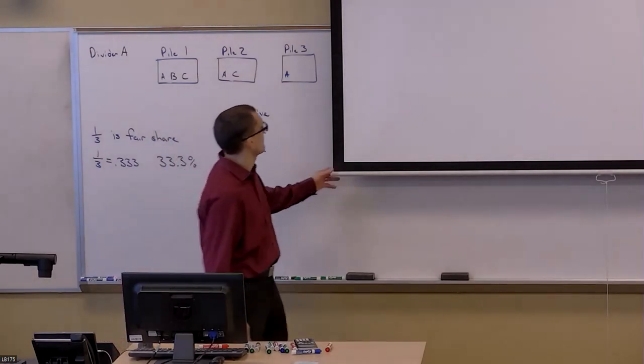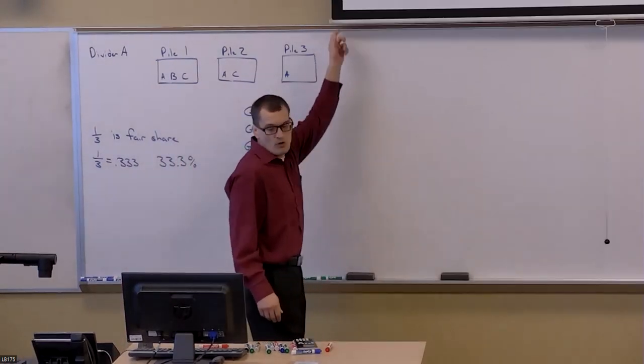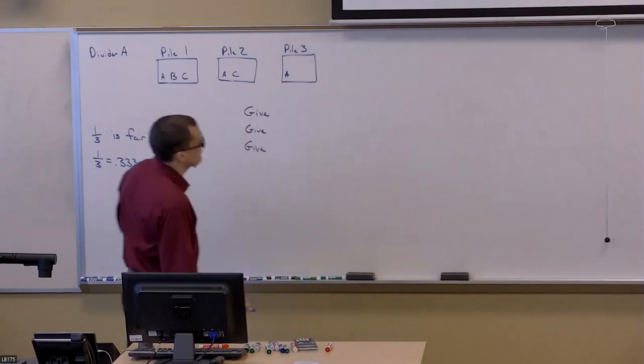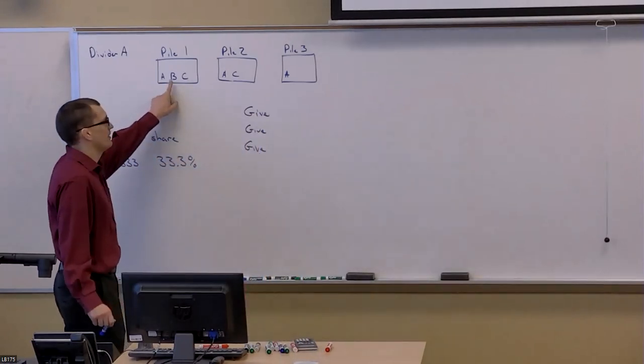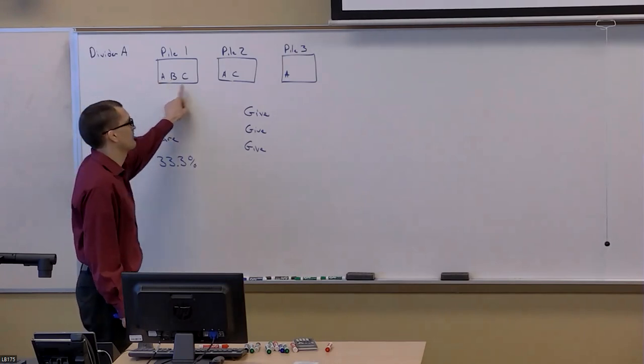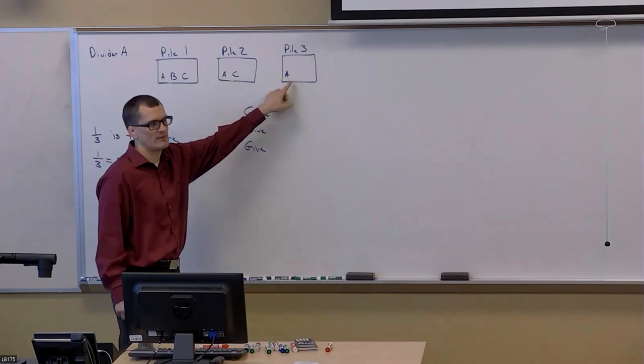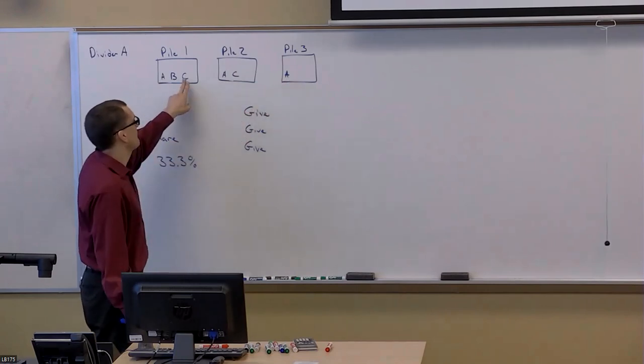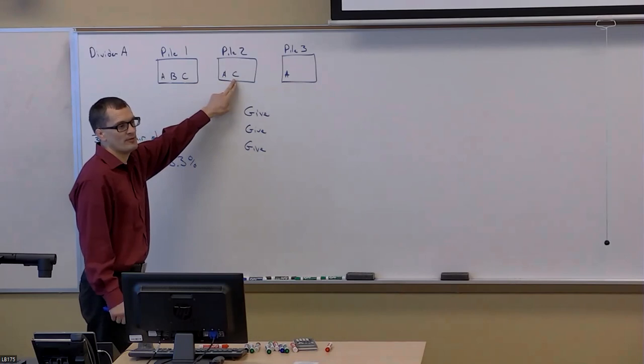All right. So hopefully you noticed that the only pile that B was happy with is pile one. A was happy with all three because they didn't die. C was happy with pile one and pile two.